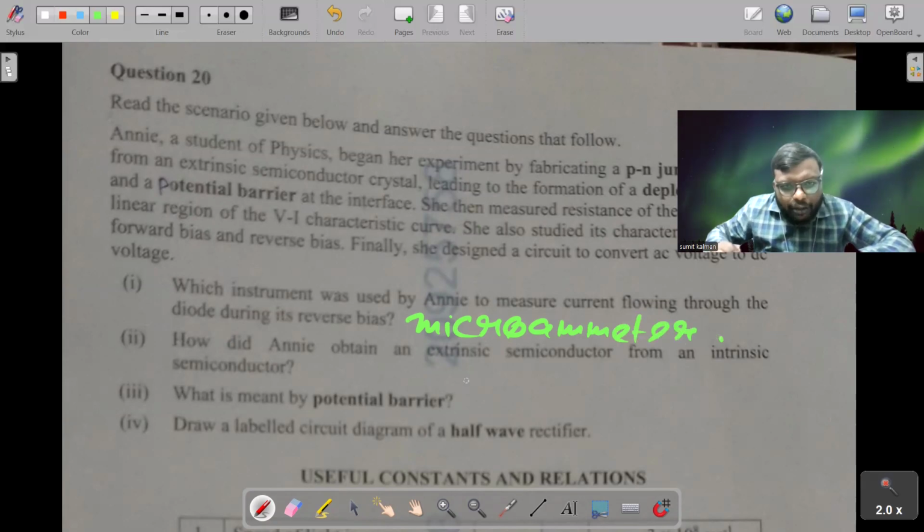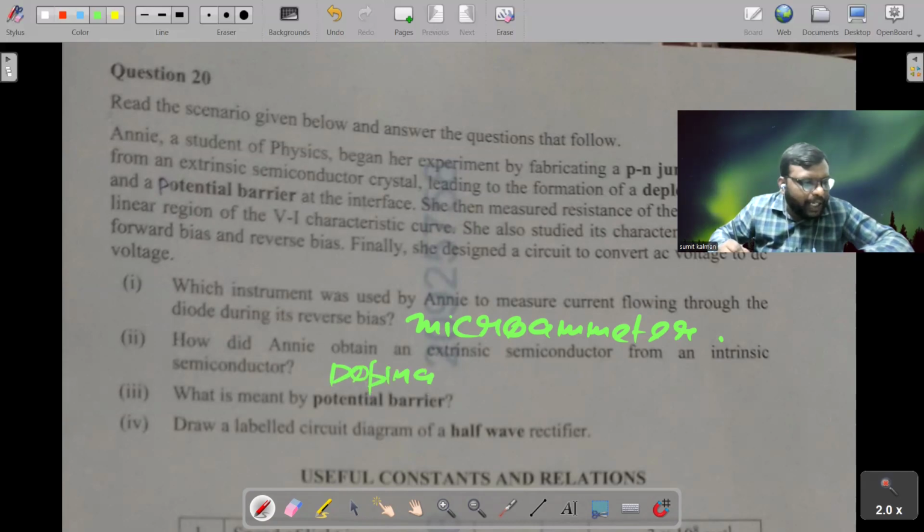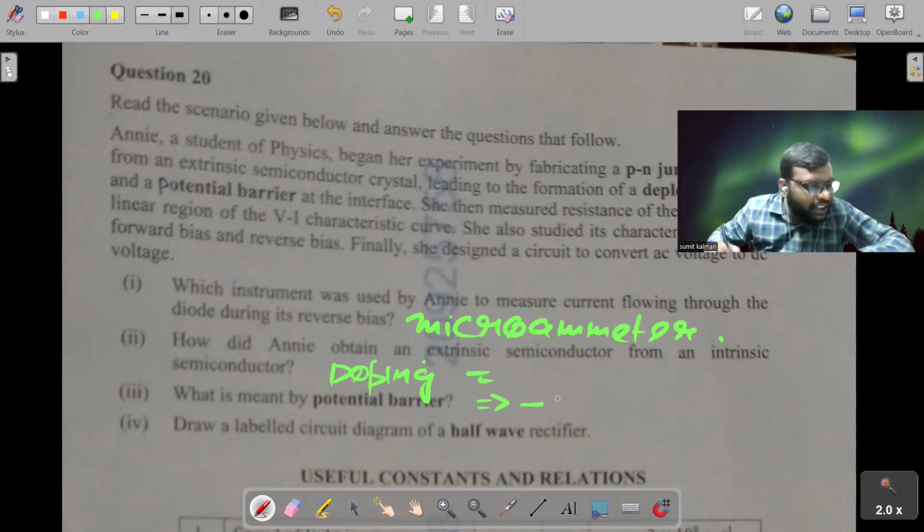And next, how did Annie obtain an extrinsic semiconductor from an intrinsic semiconductor? So students, Annie will obtain an extrinsic semiconductor from an intrinsic semiconductor by doping. अब डोपिंग क्या होता है, डोपिंग में जस्ट हम ऐड करते हैं स्मॉल अमाउंट ऑफ इम्प्यूरिटीज लाइक पेंटावेलेंट और ट्राइवेलेंट एटम्स. Third, students, they are asking what is meant by potential barrier.